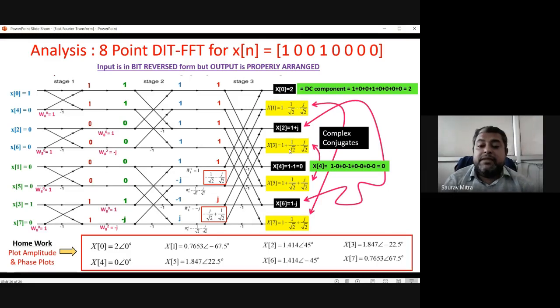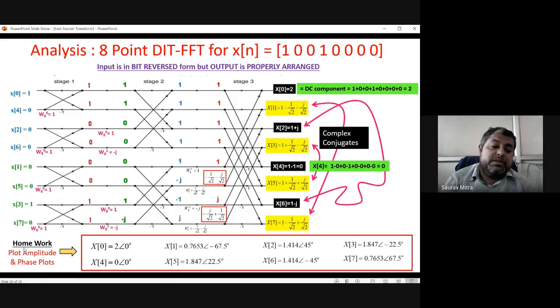And finally x3. So x3 is 1 plus 1 by root 2 minus j by root 2. If you are just converting them into a plus jb form first and then into r theta form, you'll be finding this is 1.847, angle minus 22.5. And x3 and x5, they are complex conjugate. So for x5, you'll be finding the amplitude is the same, 1.847, and angle is plus 22.5 degree.